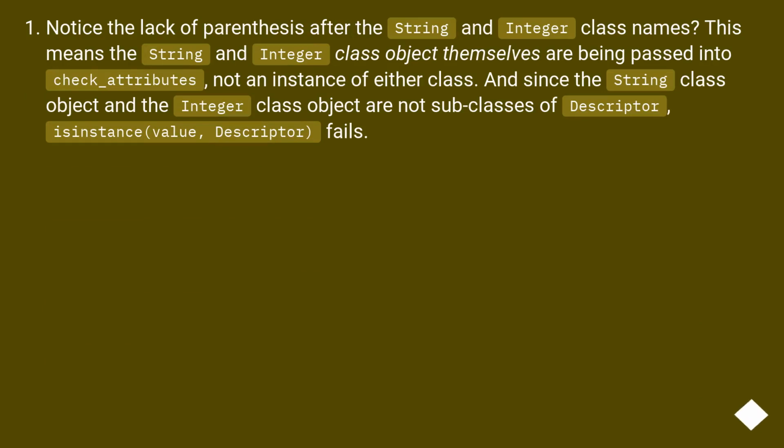Notice the lack of parentheses after the String and Integer class names. This means the String and Integer class objects themselves are being passed into check_attributes, not an instance of either class. And since the String class object and the Integer class object are not subclasses of Descriptor, isinstance(value, Descriptor) fails.